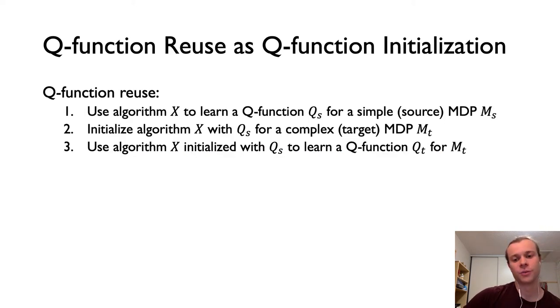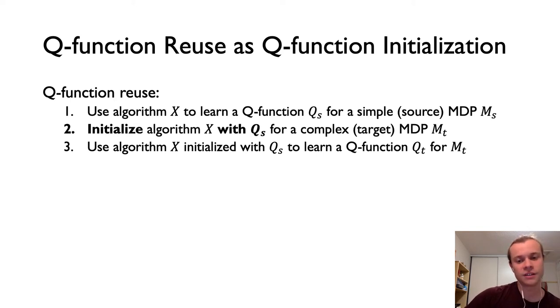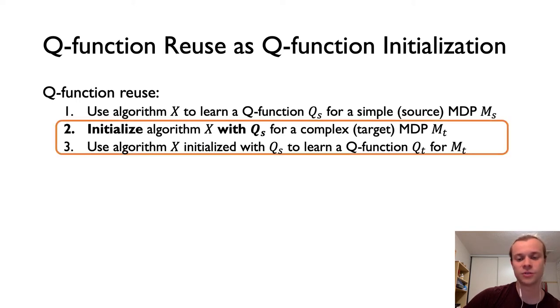One thing I want to highlight is that Q function reuse can actually be thought of as Q function initialization in a specific way. If we recall, these are the three steps of Q function reuse. In the second step specifically, you're initializing your algorithm with Q^S, which is a Q function you've learned from your source task. So if we just assume that we're handed some Q function from our source task, then steps 2 and 3 are just a question of how well algorithm X performs if we have some initialization Q^S.